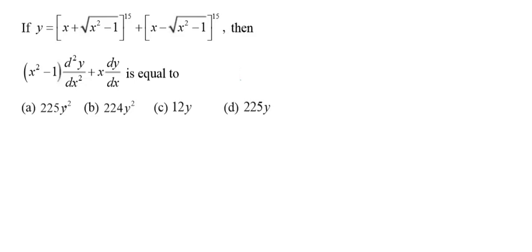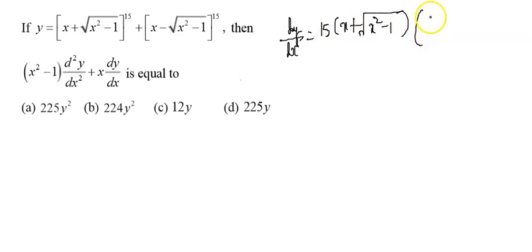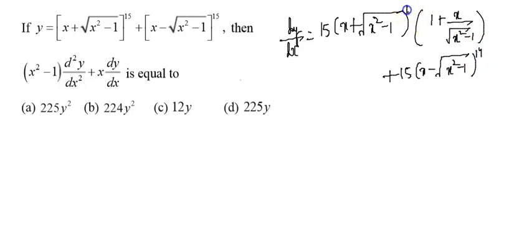Okay, so how to differentiate it? Let's try this. First of all, dy by dx will be 15 into x plus root x square minus 1 to the power 14 into 1 plus x by root x square minus 1, using chain rule. Okay, plus 15 into x minus root x square minus 1 to the power 14. This is power 14 here also, into 1 minus x by root x square minus 1.